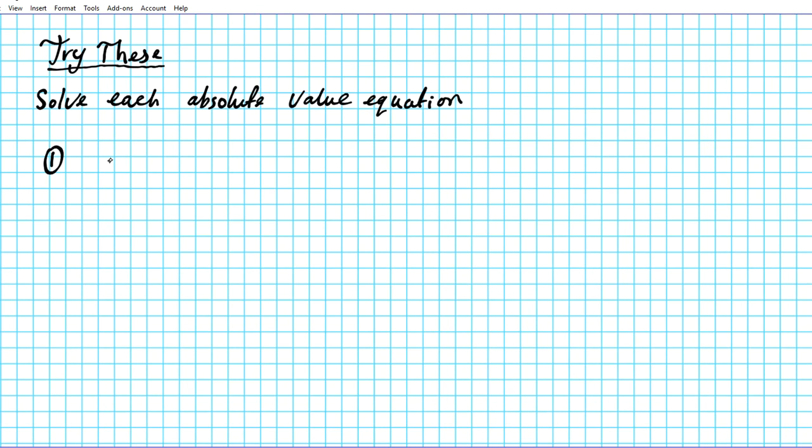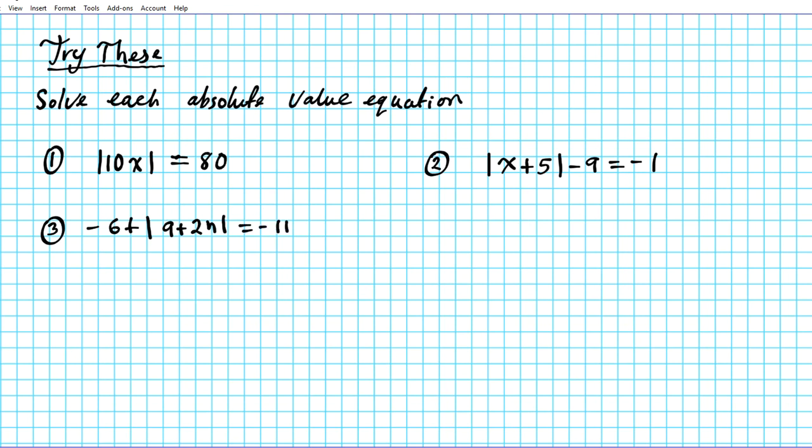Number 1, let's say we have the absolute value of 10x equals 80. Number 2, the absolute value of x plus 5 minus 9 equals negative 1. Number 3, negative 6 plus the absolute value of 9 plus 2n equals negative 11. Number 4, the absolute value of m plus 4 plus 9 equals 21. Number 5, the absolute value of negative 8n minus 3 plus 2 equals negative 97.